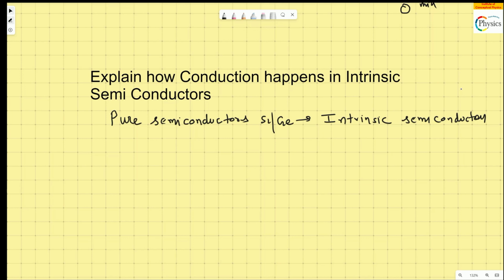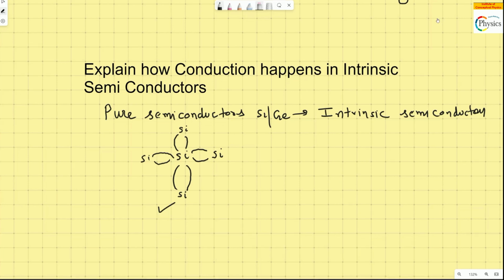Let me just draw a diagram. Let's say you have a silicon atom. This is silicon, and it forms a bond with another silicon. It has four valence electrons, and it is surrounded by silicon everywhere. So this is also silicon, right? These are covalent bonds which this silicon has created with the neighboring atoms.